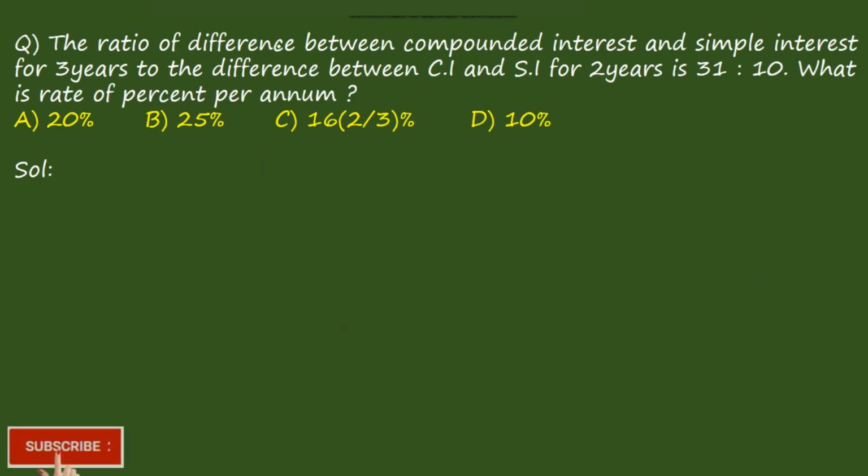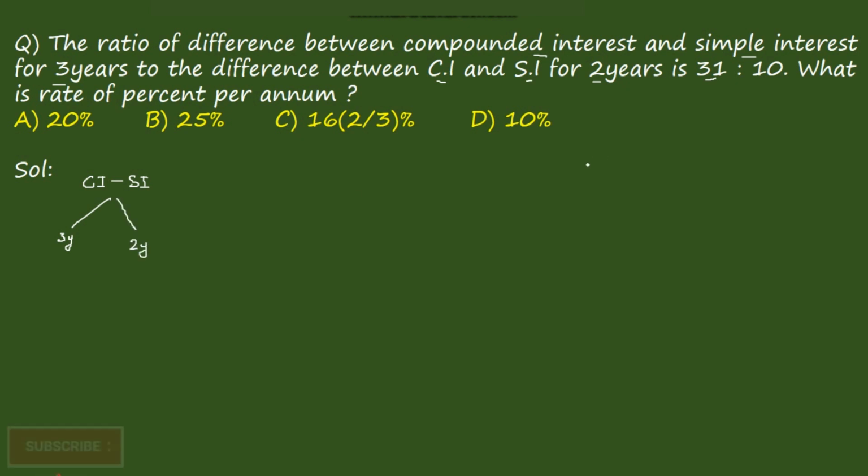The next question. The ratio of the difference between the compound interest and simple interest for 3 years to the difference between the compound interest and simple interest for 2 years is 31:10. What is the rate percentage per annum? First, understand the question. They're saying the difference between compound interest and simple interest for 3 years, and again the difference between compound interest and simple interest for 2 years.